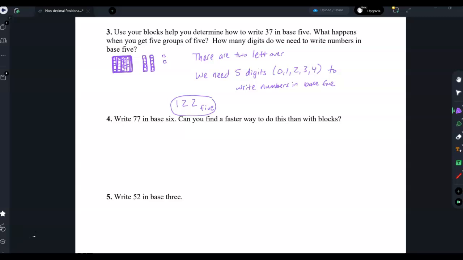Then let's do the same thing with this number. This is the number 77, but this time we're going to do base 6. It's the same idea, just instead of groups of 5, we're going to do groups of 6. So I could start by counting. 1, 2, 3, 4, 5, 6. And as soon as I get 6 of them, since I'm in base 6, that becomes a rod.